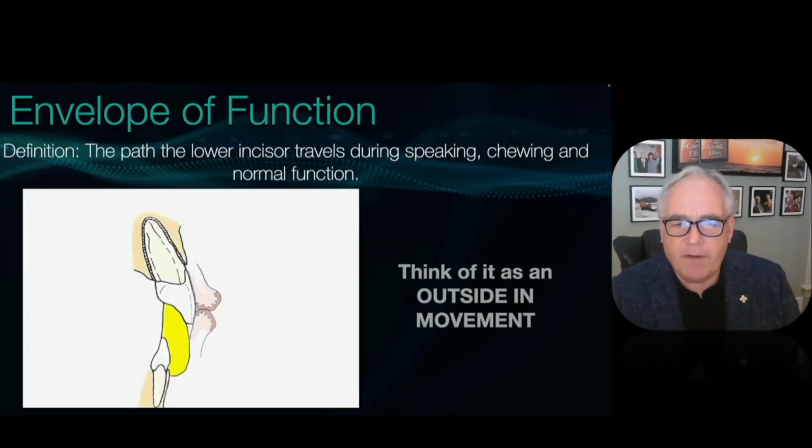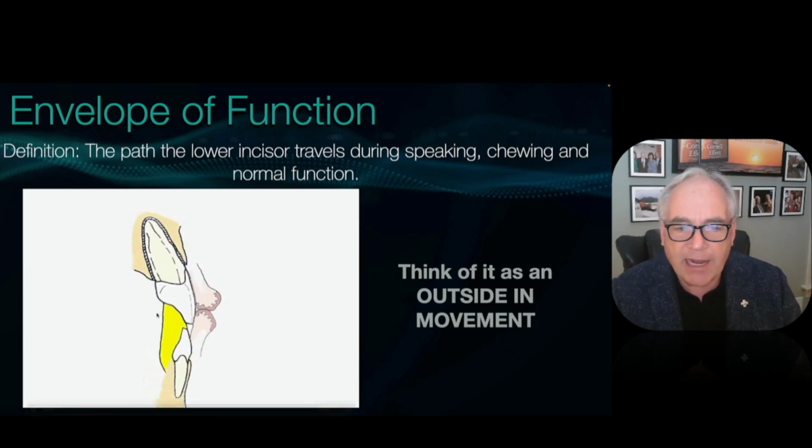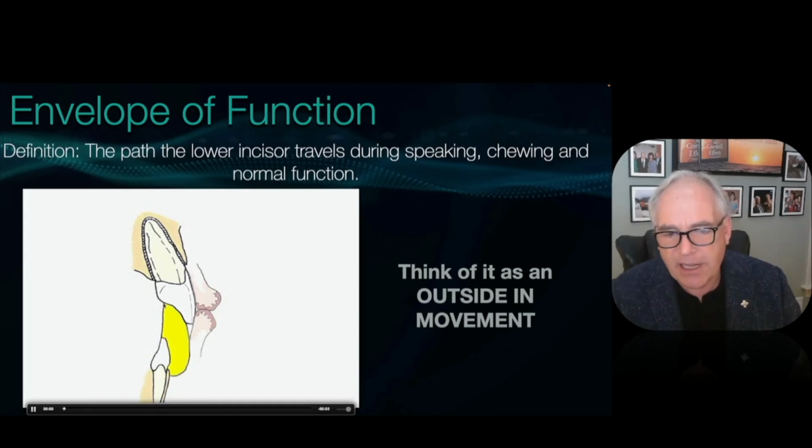So if you think about envelope of function, what I want you to think about is it's the path the lower incisor travels when we go inside and out. Anterior guidance was the path the lower incisor traveled outside. Envelope of function is the path the lower incisor travels during chewing and speaking, outside in. So it's going sort of outside in. If we think about anterior guidance, it was the path that the lower incisor traveled inside out, from centric stop out.